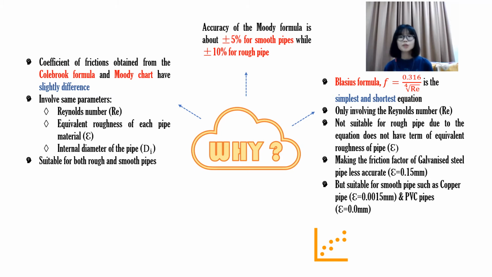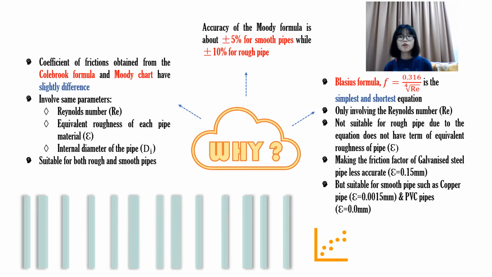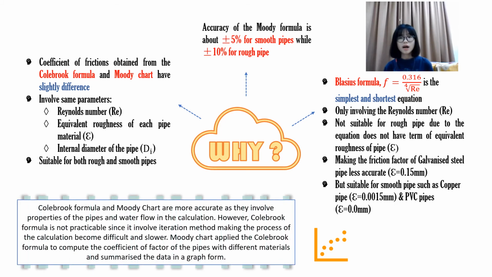Hence, they are much more suitable for both rough and smooth pipe. As a result, the friction factor of galvanized steel pipe is accurate by using these methods. In short, both the Colebrook formula and the Moody chart are accurate because they involve the properties of pipes and water flow in the calculation. However, the Colebrook formula is not practicable since it involves an iteration method, which makes the calculation difficult and slower.